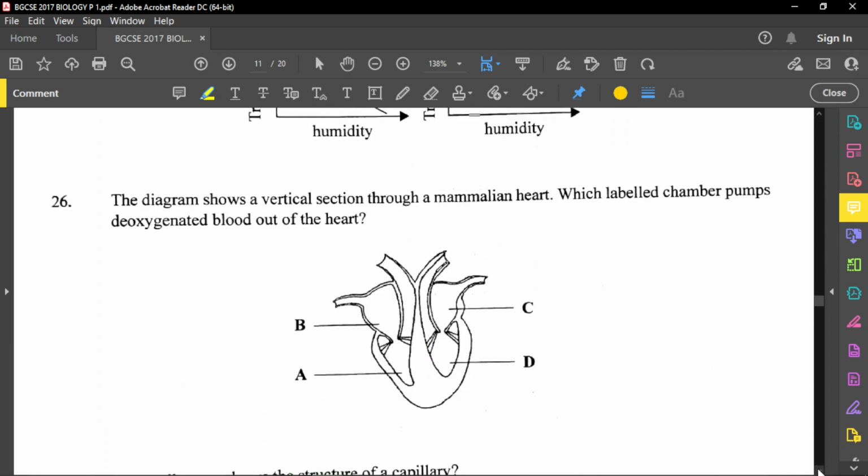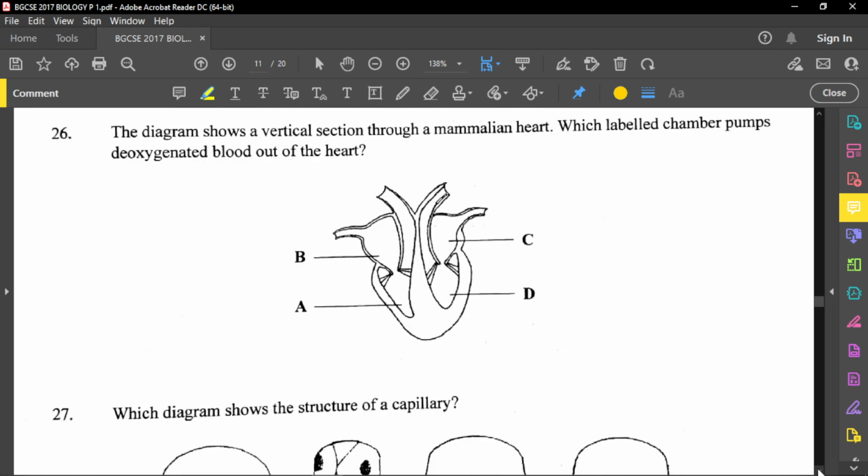All right, 26 now. For 26, a diagram shows a vertical section through a mammalian heart. It said, which labeled chamber pumps deoxygenated blood out of the heart? Now, watch this carefully. We have two sides of the heart. On this side here is our right side. If you put up your left hand, this is the right side. If you put up the right hand, this is the left side. Okay, so it is inverted for you based on how you see it, right? So it's like looking in a mirror.